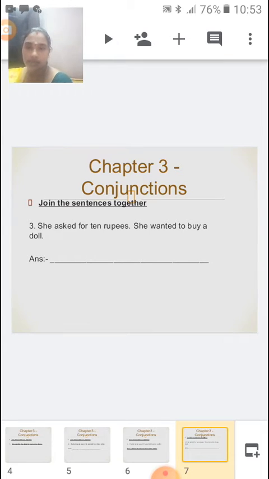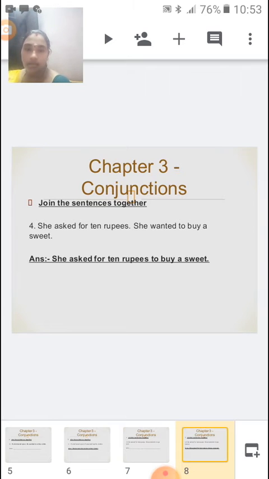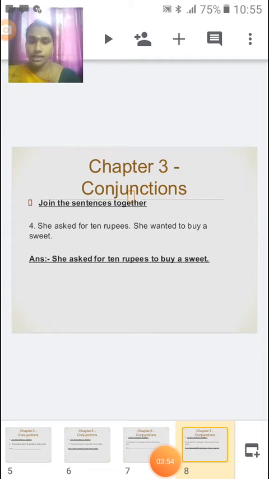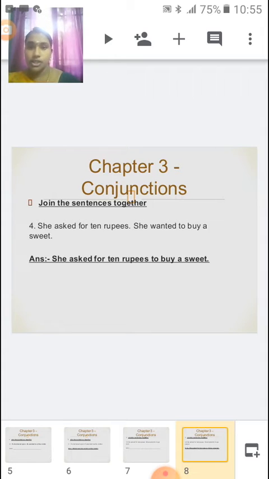In the next one, she asked for 10 rupees. She wanted to buy a sweet. You are going to join these sentences using "to". How will you write this sentence? She asked for 10 rupees to buy a sweet.